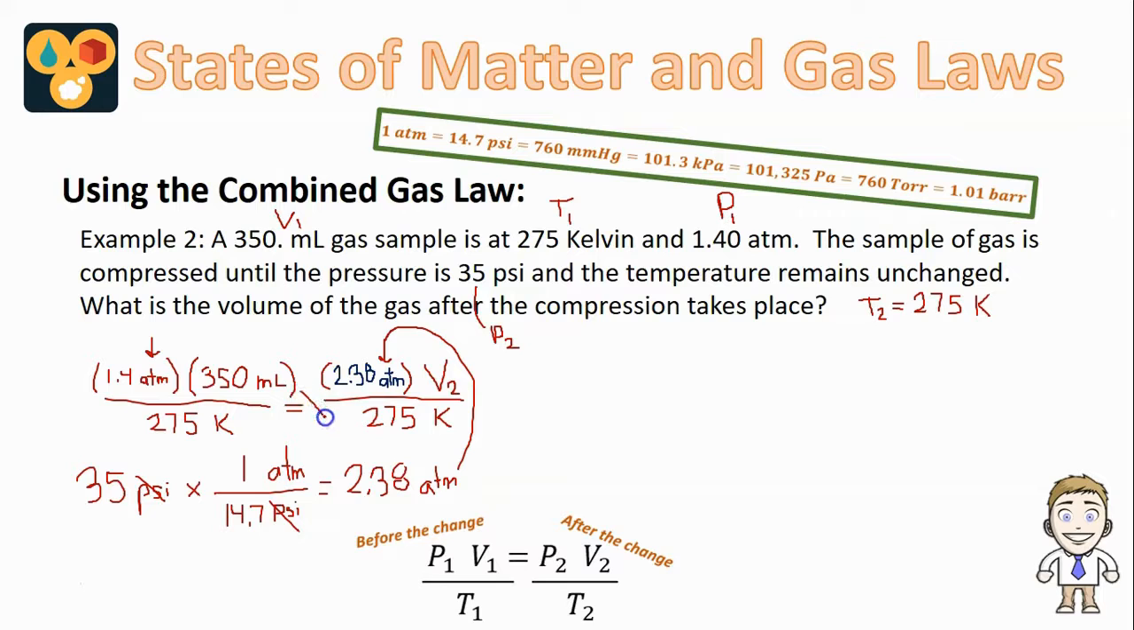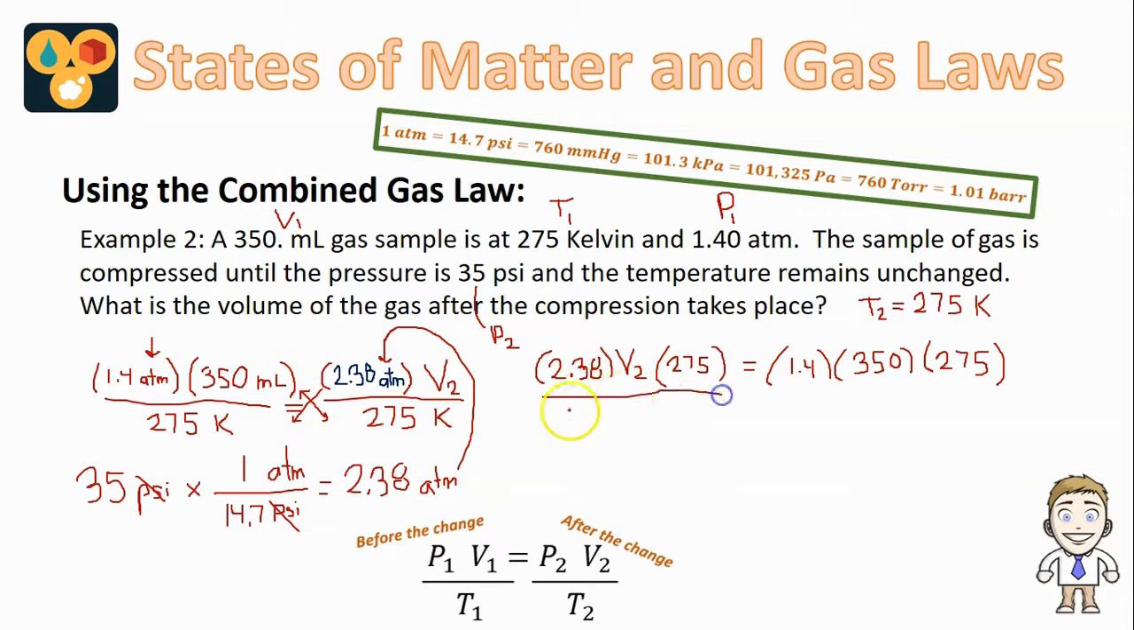Now I can pick up pretty much where I left off with the last example by cross-multiplying to get rid of these fractions. And here's what it looks like after cross-multiplying. I've got the top of this fraction, 2.38 times V2, times the bottom of this one, 275, equals the 1.4 and the 350, the top of this fraction, times the bottom of the other one, 275.